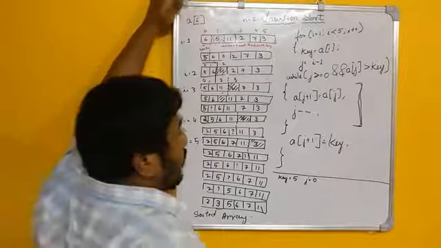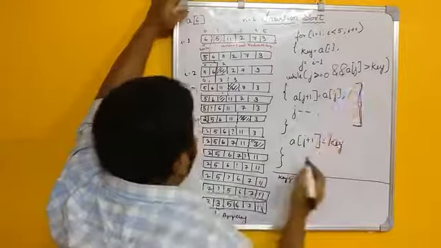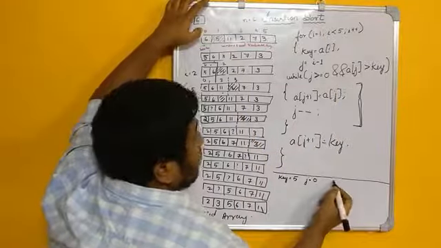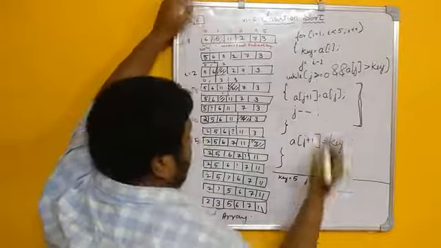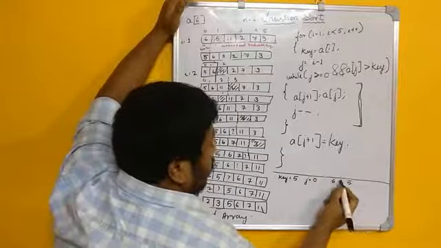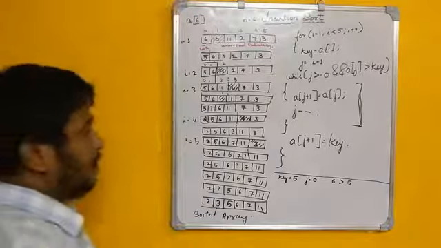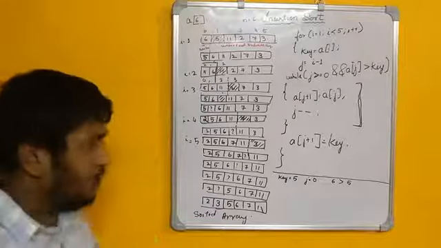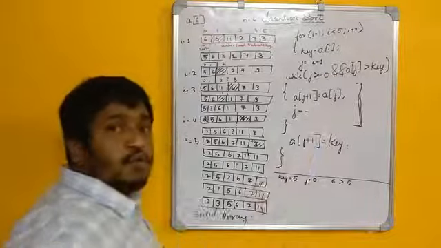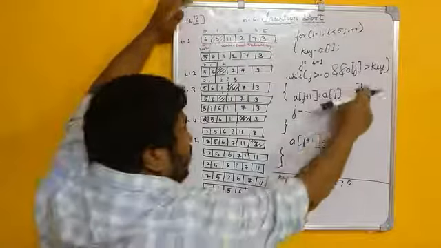We have to check the second condition. What is A of j? j value is 0. A of 0 is 6, and key is 5. We are checking whether 6 is greater than 5. Yes, both conditions are true, so it will execute this loop.